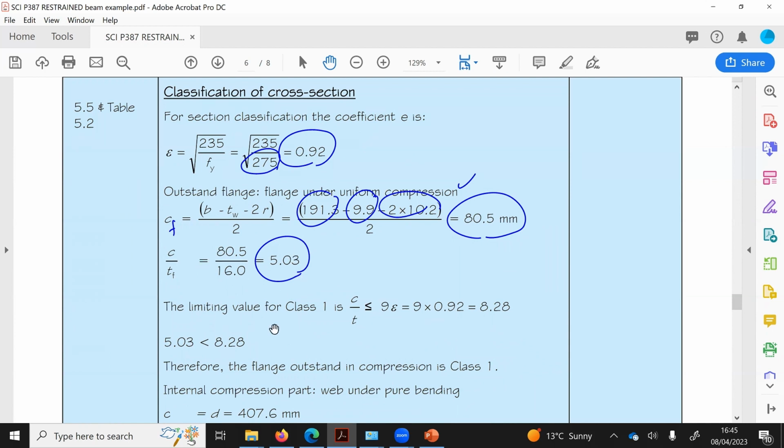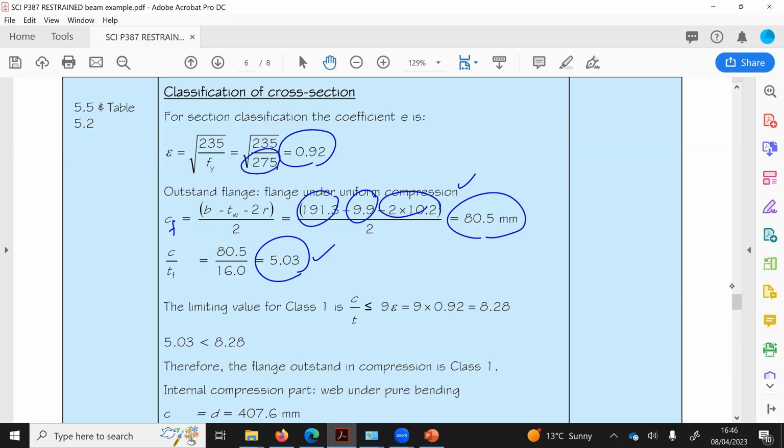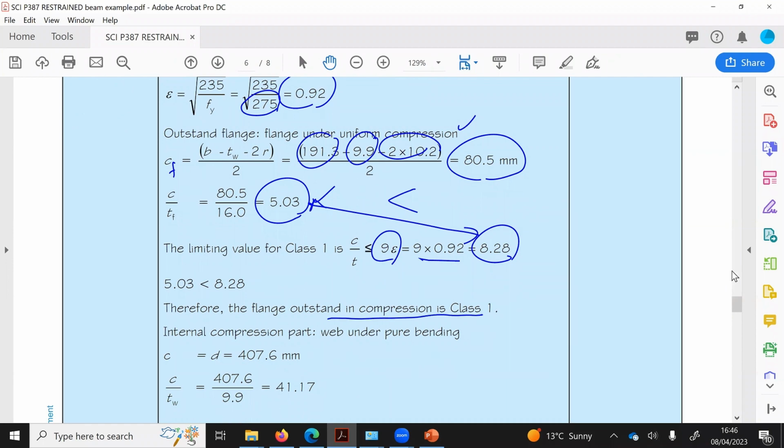Now we have to compare this value with the limiting value in table 5.2. In table 5.2, outstand flanges, the limit for class 1 CF over TF is 9 epsilon. CF over TF is less than 9 epsilon. 9 epsilon comes out to be 8.28. So this value is less than 9 epsilon. This means that the outstand flanges are class 1.